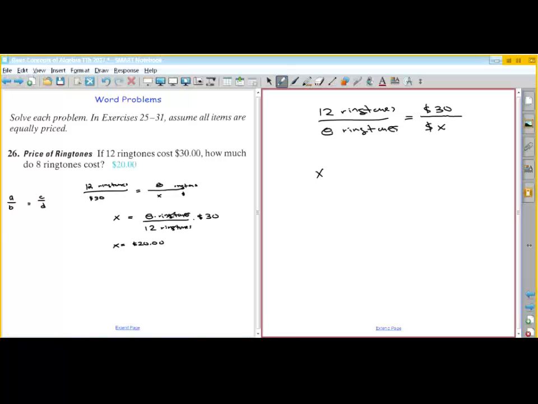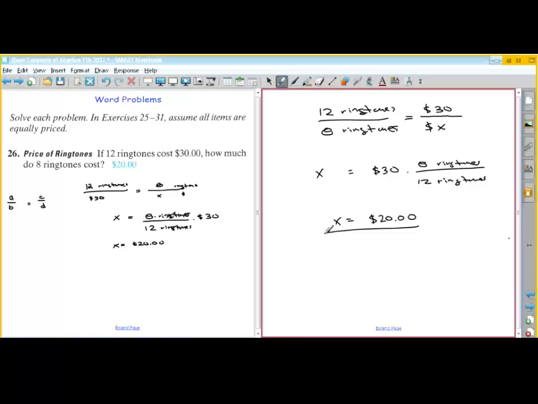So now I can just shift things around again. I'm going to solve for the unknown. So I'm going to take that from the denominator and move it to the numerator. I'm going to leave my $30 over here. So when I move 12 to the other side, it has to go to the denominator. And the 8, which is in the denominator, has to go to the numerator. And at that point, you see we're basically at the same equation. We've just got these switched. So if you solve for it, you get $20.